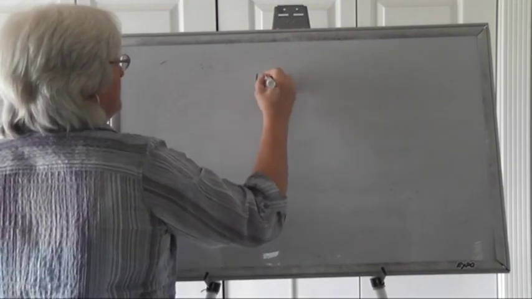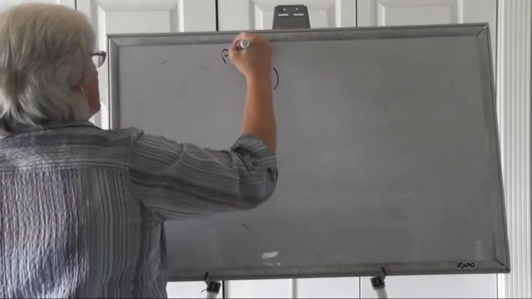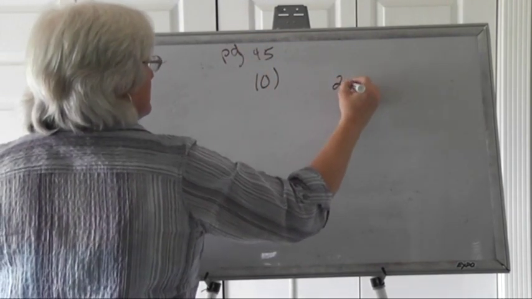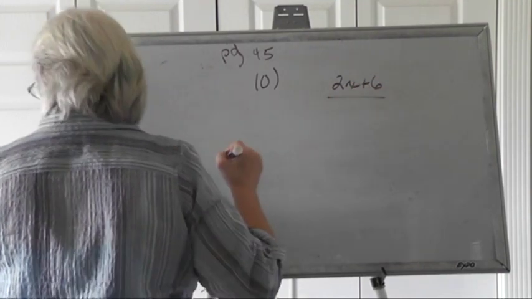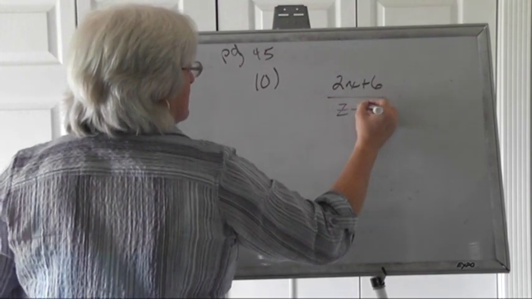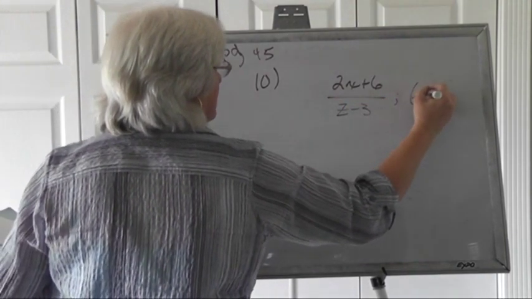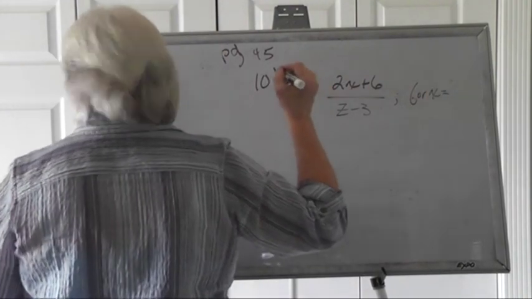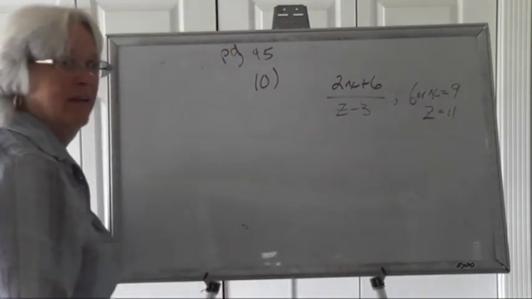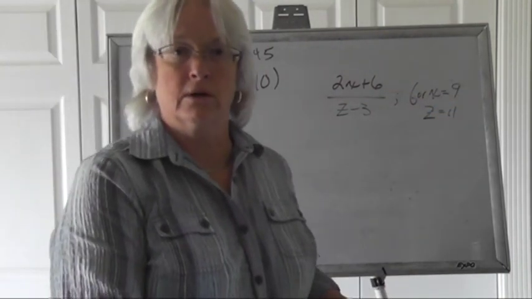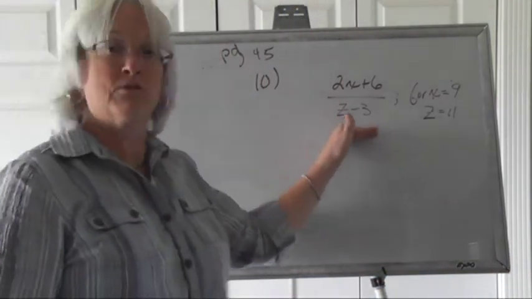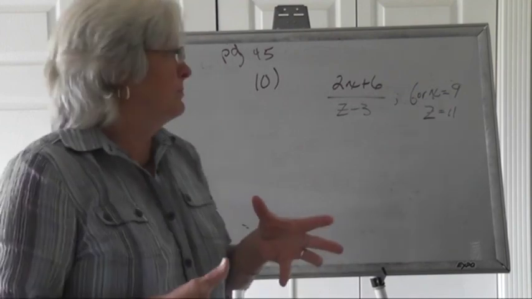How about number 10? This is number 10 on page 45. And this says 2x plus 6 over z minus 3. And this is for x equal 9, z equal 11. So I'll take it back. This one might look intimidating to you, but I promise you it's not. It just looks different than a regular arithmetic problem.